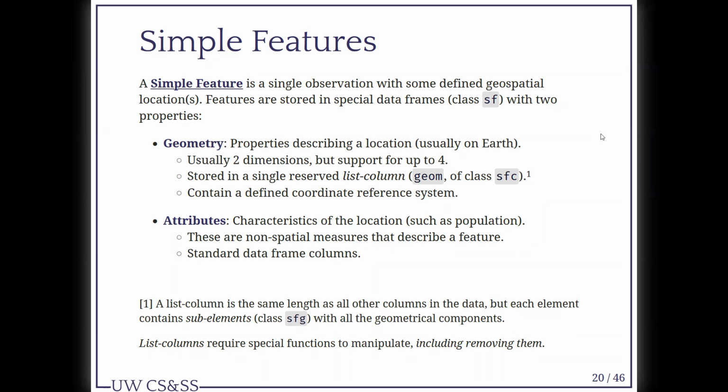Oh, right. And list columns require special functions to manipulate. This includes removing them. So if you have a simple features data frame and you just want to select these 3 columns, it will keep the geometry column. And so that's part of why you're like, this is going so slow. Why can't I get rid of this? Because there are special functions to do that, which we'll go over in a second.